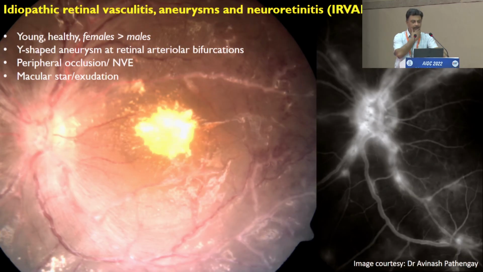This is idiopathic retinal vasculitis, aneurysms and neuroretinitis, also called IRVAN, more common in females. You would want to look for the aneurysms at the Y-shaped bifurcations of the vessels, and these would be associated with peripheral occlusion and this area of macular exudation as seen in this patient. Very, very difficult to treat, but important to recognize the pattern of IRVAN in such patients.